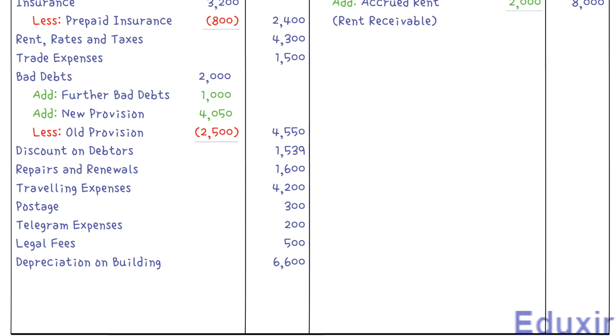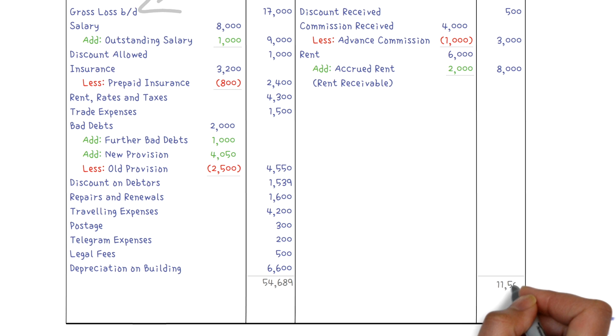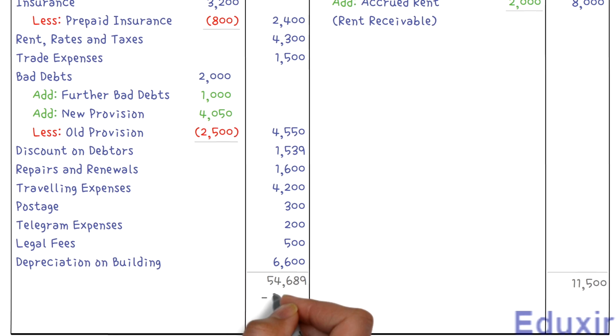In fact, we have completed the posting of all the entries into the profit and loss account. The next step is to find the total and balance the profit and loss account. Now, the total of the profit and loss account on the expenses or losses or the debit side is 54,689 rupees. Similarly, the total on the revenues or gains or credit side of the profit and loss account is 11,500 rupees. From the total on the debit side, which is 54,689 rupees, if we subtract the total on the credit side, which is 11,500 rupees, we get 43,189 rupees. Also, this means that the expenses are more than the revenues.